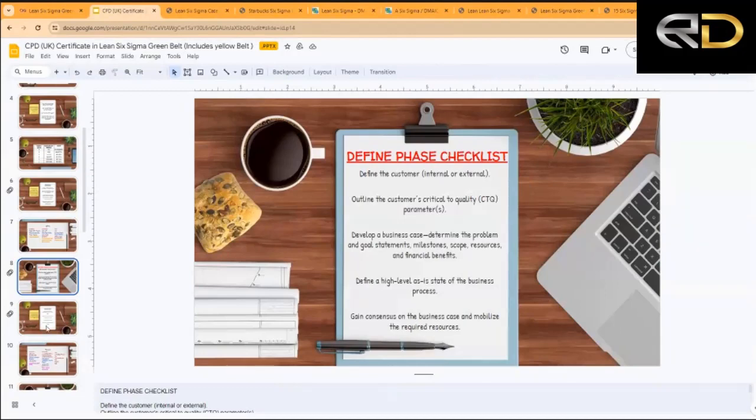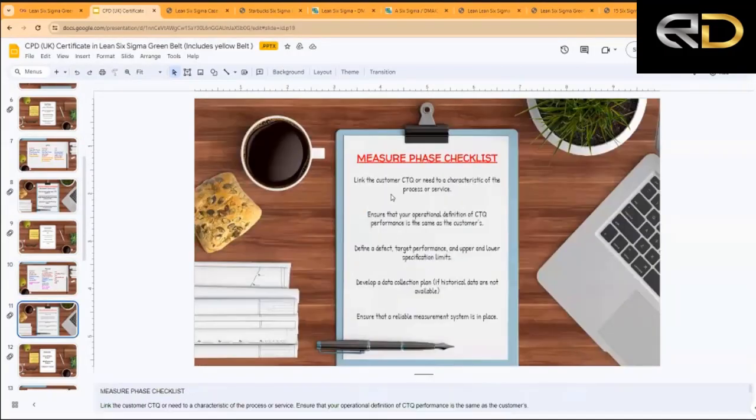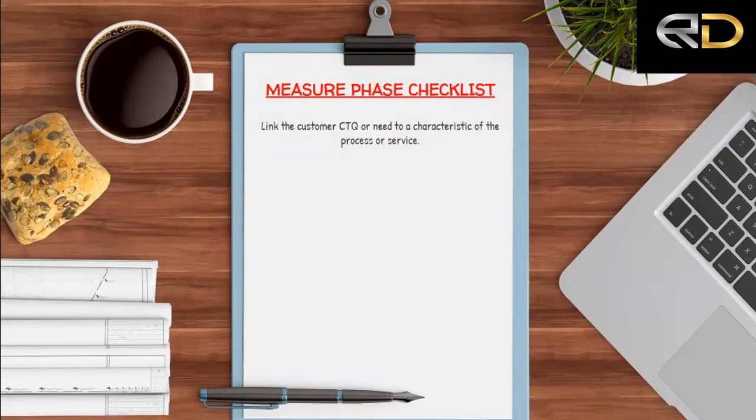Now, how do you get started and how can you do it in your own organization? In your own organization, you are going to start off with this checklist, okay? So the first thing is to link the customer critical to quality to a need or a service or process. At this point, you use the cross-functional process map, you lay out the key inputs, all the stages involved in the process, okay?